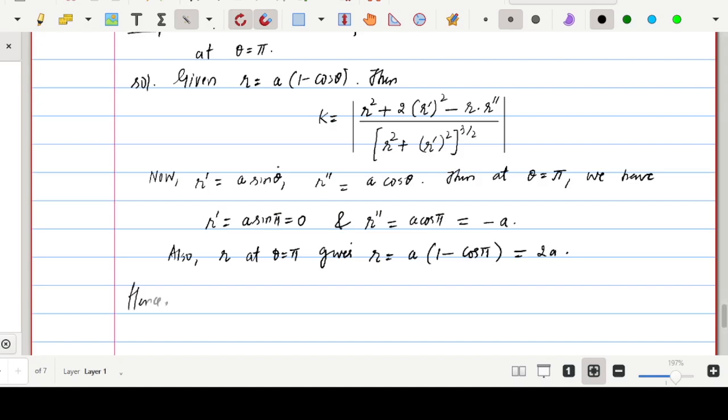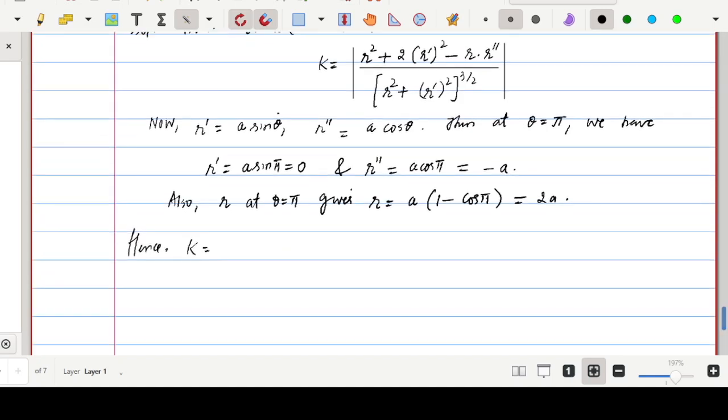So hence the curvature equal to, अब ये सारी चीज़ें हमें गिवन फॉर्मूला में सब्स्टिट्यूट करनी है. So this modulus of, सबसे पहले r square, लेकिन r is equal to 2a, तो ये बन जाएगा 4a square, then plus twice, अब r dash is equal to 0, सो ये बन जाएगा twice 0 square, then minus, अब r at pi is equal to 2a, तो ये 2a हम सब्स्टिट्यूट कर देंगे, and r double dash at pi is equal to minus a, तो ये हो गया न्यूमरेटर, and similarly now the denominator. Of r square, now again this becomes 4a square, then plus r dash square, but r dash is equal to 0, so this becomes 0 square, और इस पूरे का पावर है 3/2.